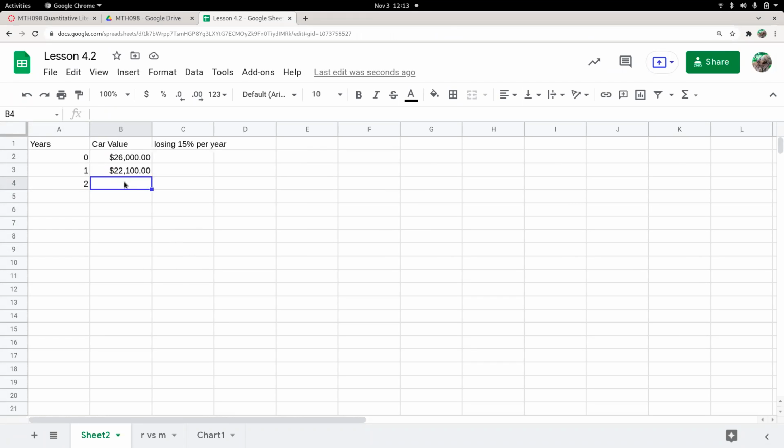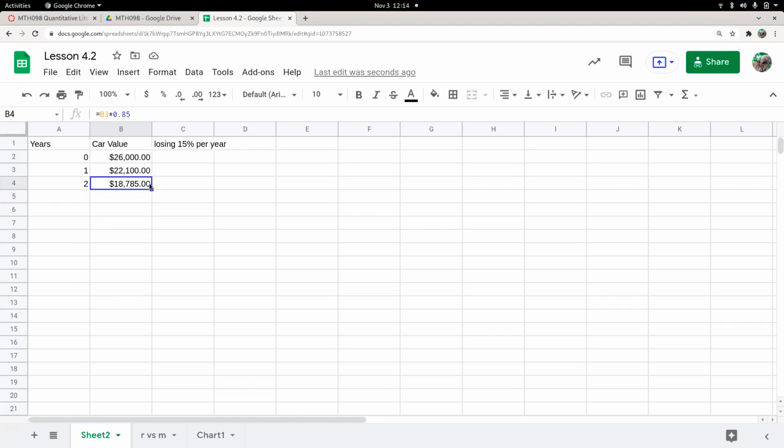What happens in the second year? Well, second year is pretty much the same thing. I'm going to take my previous value equals multiply by 85%. I lose 15% every year. That means I keep 85%. Oops, decimal matters. I keep 85%. So that's going to be the next year. And I'm just going to keep repeating that over and over and over again.